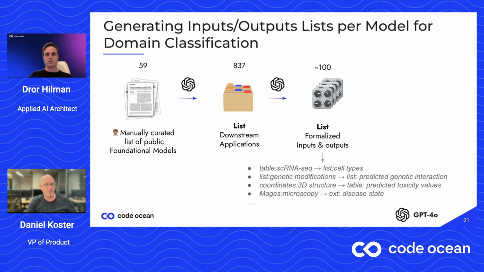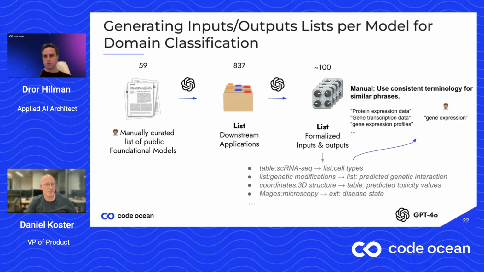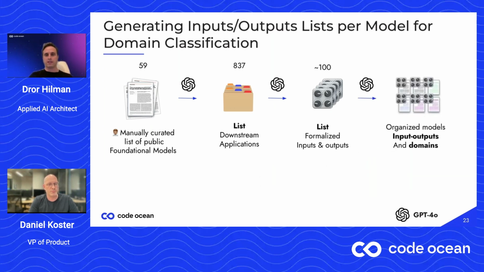And in this stage also, you will probably want to do some manual curation that, like before, takes very similar phrases like protein expression data or gene transcription data and says, okay, all of these are called gene expression. And you end up with a very clear and organized input-output structure of your database, and you can easily cluster it into different domains based on the different input and output that this model gets.